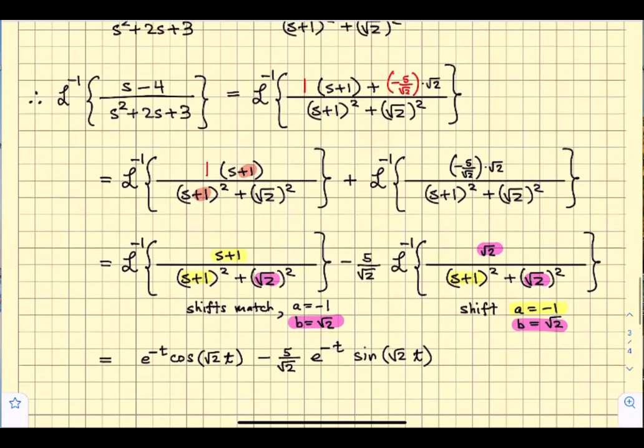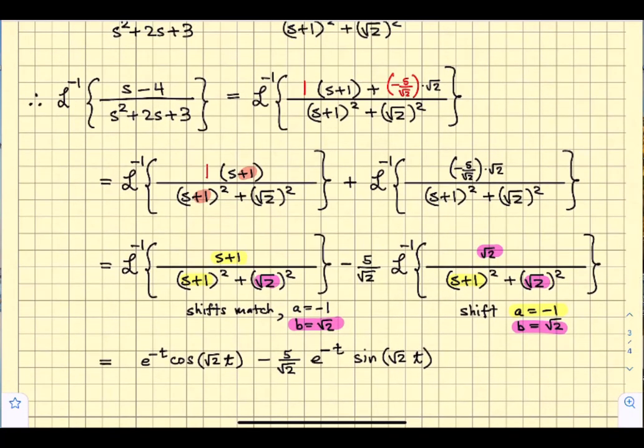So try these in the homework. Practice doing your case 3 with your irreducible quadratics. Try this new look in the numerators so that they are table friendly and see how it goes for you.